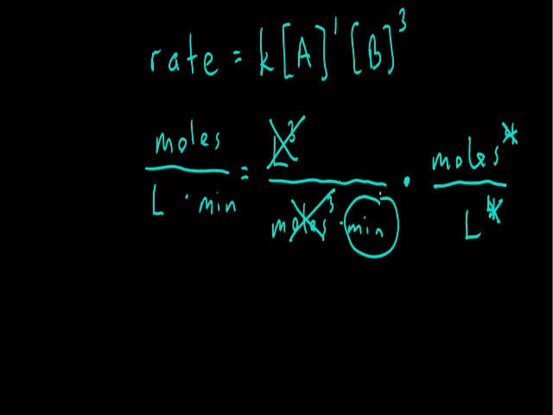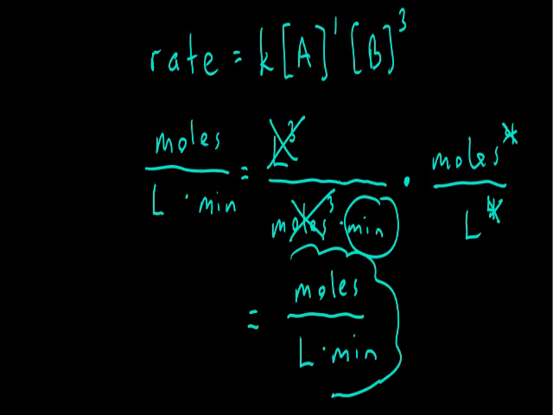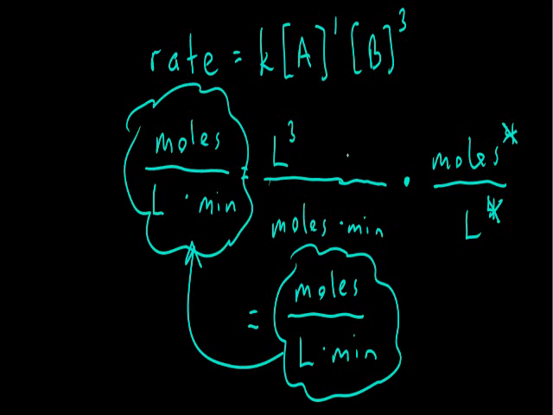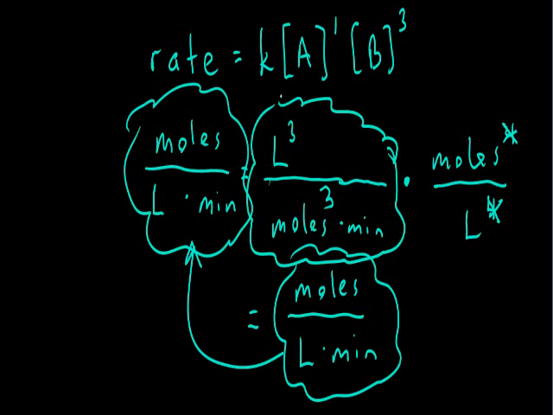When we look at everything that doesn't cancel out, it leaves us with moles per liter minute, which is the same thing as what we have for our unit of measure for the rate. So what we have here would be our appropriate unit. The liter cubed per mole cubed minute would be our appropriate unit of measure for our rate constant in this particular rate law. Let's do another example.